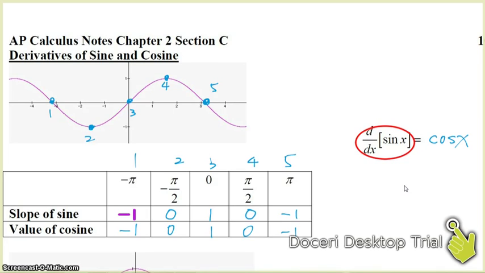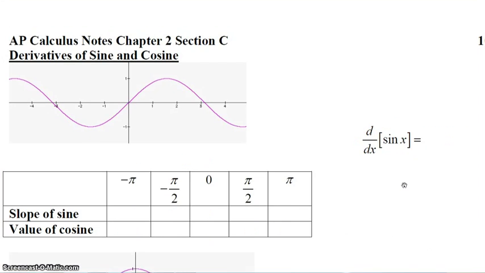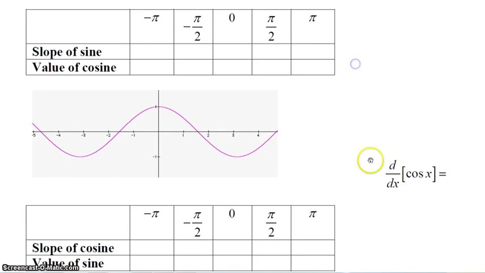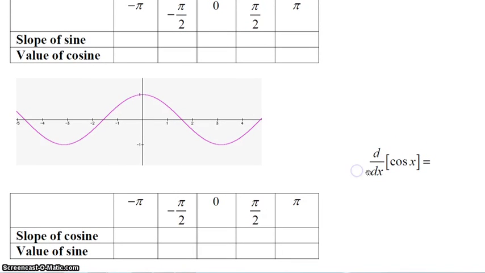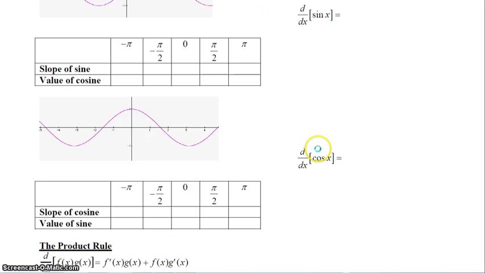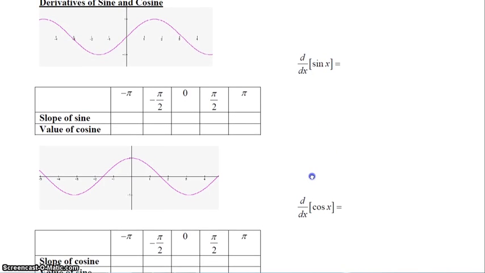Another way, you can also memorize this. I don't recommend it, but I just want you guys to know where it came from. The second thing we need to know, moving down to the bottom, is what happens when we take the derivative of cosine. Let me make it smaller so I can fit two graphs on one.